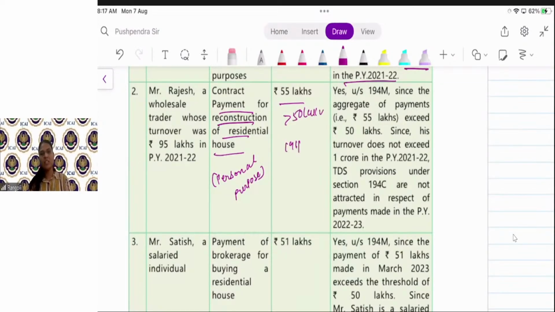See, 194C is not applicable because last year the turnover is less than 1 crore. Okay, but 194M is applicable because the payment is more than 50 lakh, and under section 194M, nothing is given that if the service is for personal purpose, you need not deduct TDS. Okay, so even if it is for personal purpose and 194C is not applicable, then 194M is applicable. Clear?